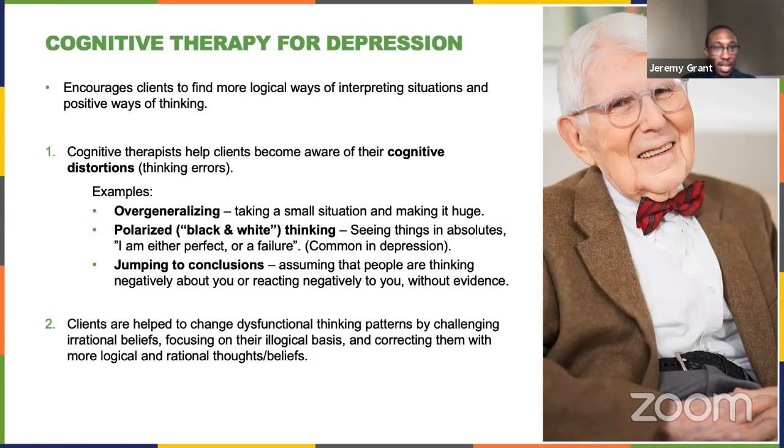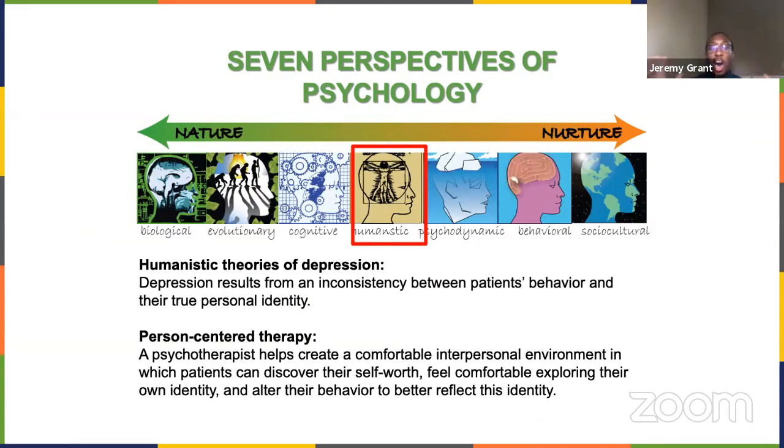Another aspect of cognitive therapy is to help clients become more aware of their cognitive distortions, their errors in thinking. So overgeneralizing, taking a small situation and making it bigger than it actually is. Polarized black and white thinking, seeing things in absolutes. I'm either perfect or I'm a complete failure. Or jumping to conclusions, assuming that people are thinking negatively about you or reacting negatively about you without much evidence. Many individuals struggle with this, with getting caught thinking about what other people are thinking about them. And really, the further you go down that track, the more likely you are to develop depressive ways of thinking. So that's really the pure cognitive approach to psychotherapy.